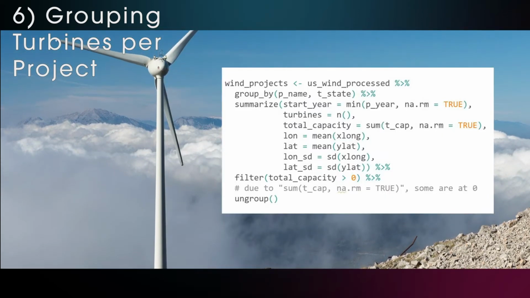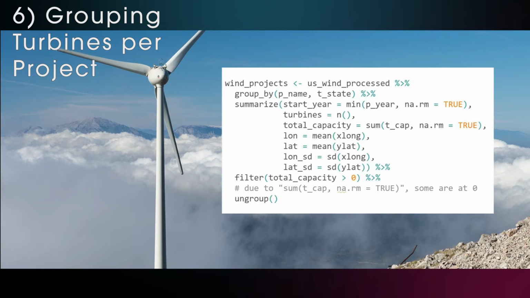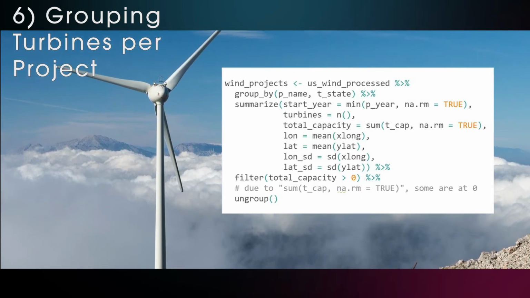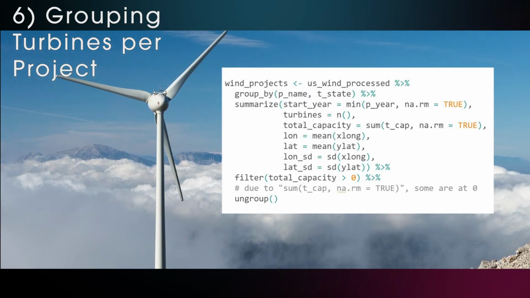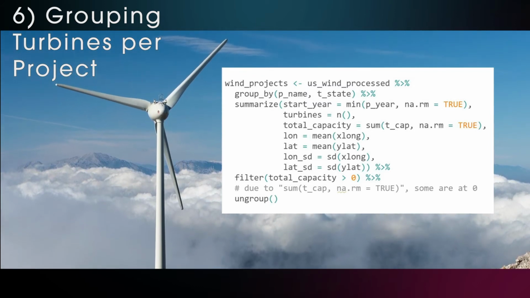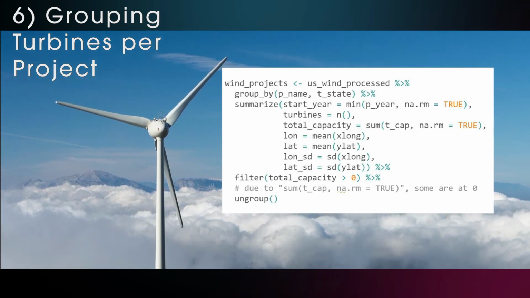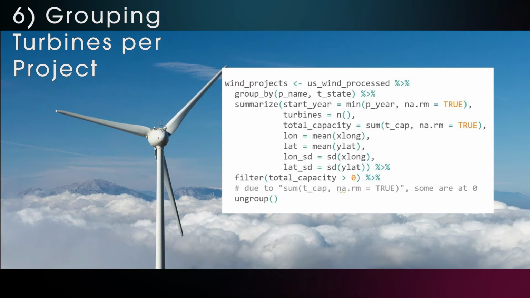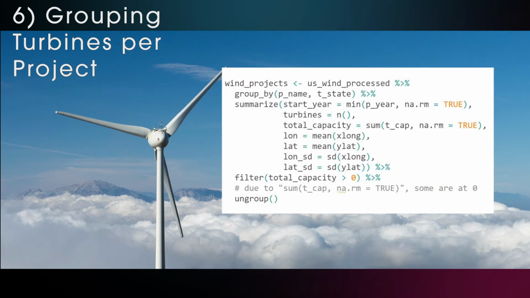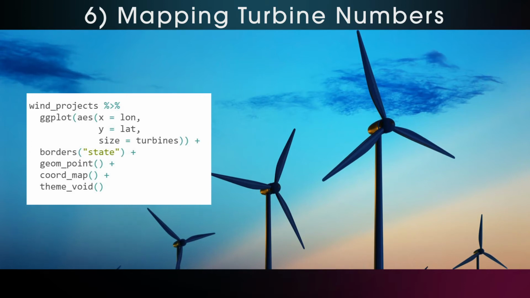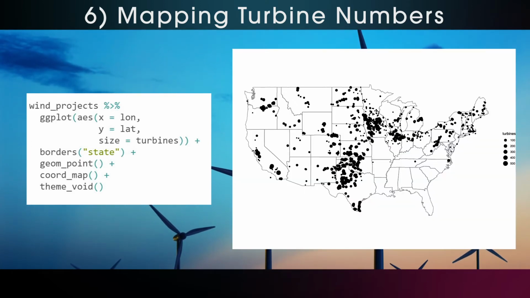Now we can create a wind projects dataset that groups turbines together for each project name and state, where we use the mean longitude and latitude, extract the start year as the minimum year a turbine went operational, and also calculate the total capacity by summing up all the turbine capacities. Because we use NA remove equals true and sum turbine capacity, we get some projects with 0 capacity that should be filtered out. Now we can plot the 1400 projects on the map with circle size representing the number of turbines.